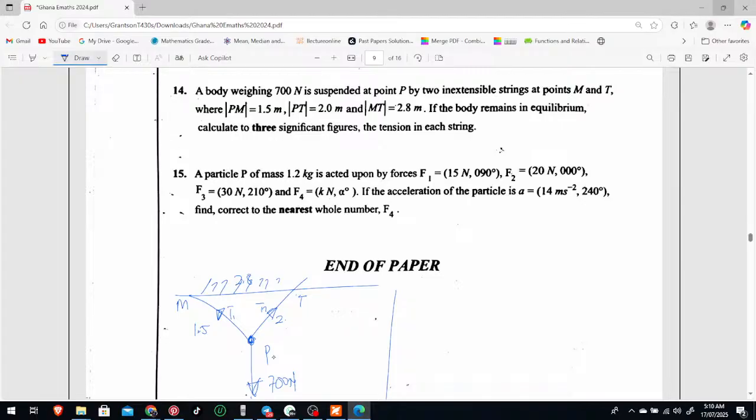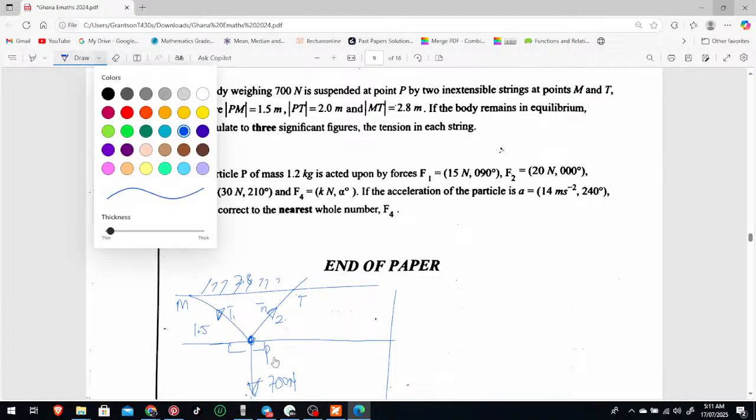Okay, I hope you are also solving. Don't sit down and be idle. So, if the body remains in equilibrium, find the tensions in the string. So draw a straight line here and find all the angles around the object. Exactly. We know here is 90. Here is 90. But we are supposed to use this diagram to find the angle, so you have to use either cosine rule or sine rule, any of them.